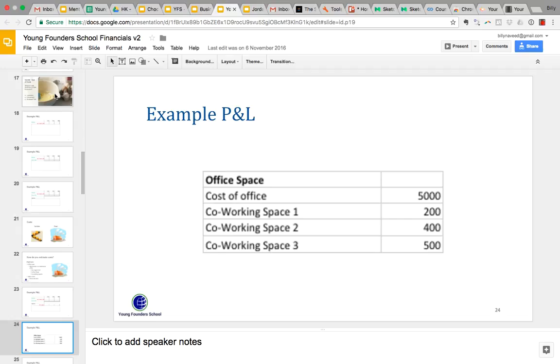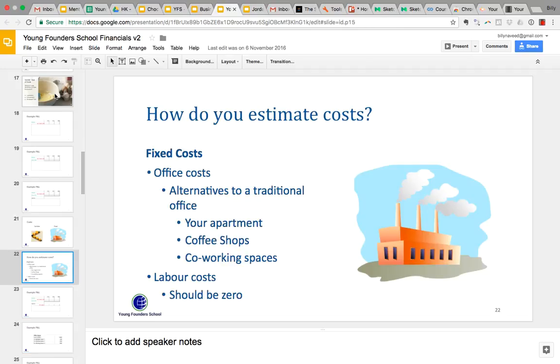And we then go into the various types of fixed costs and how they should try and minimize them, right? So one is office costs, work from home, or coffee shops, and labor costs. It's amazing how many of the kids want to pay themselves millions of dollars for a salary. This should be obviously 0.